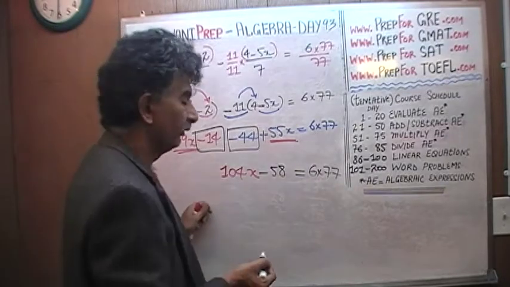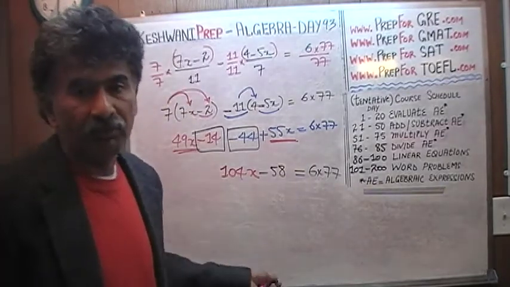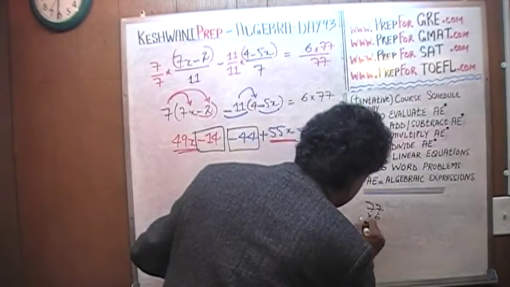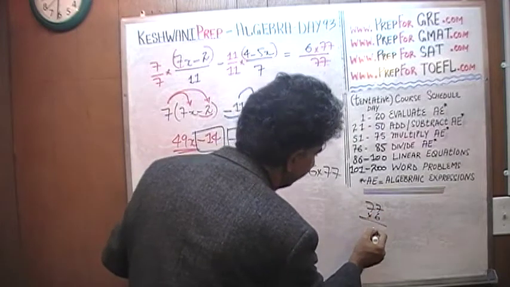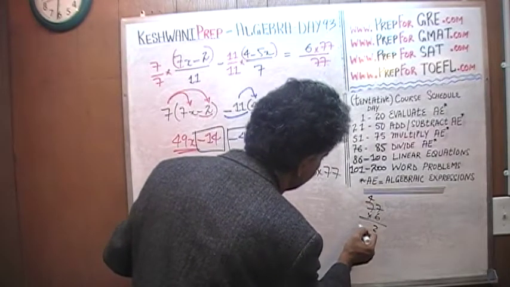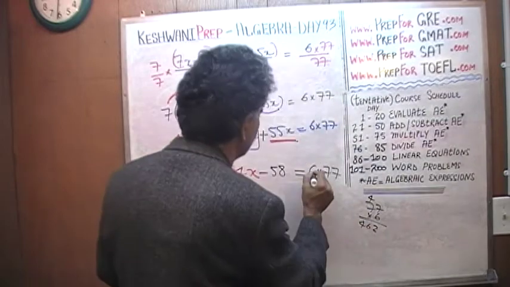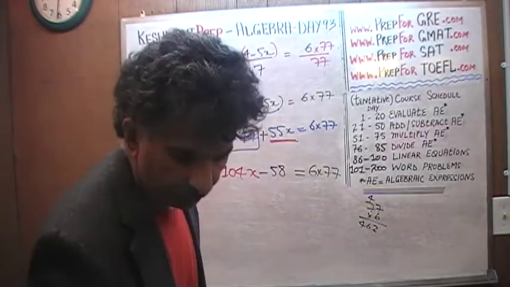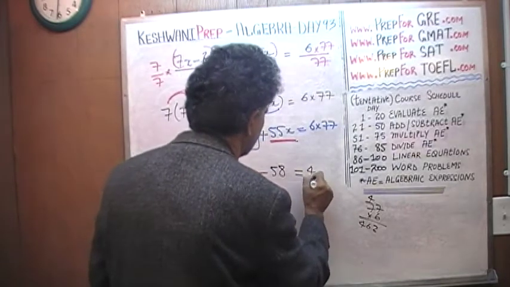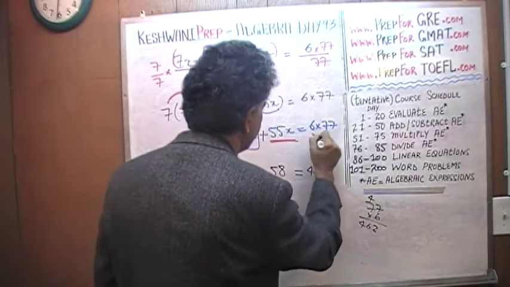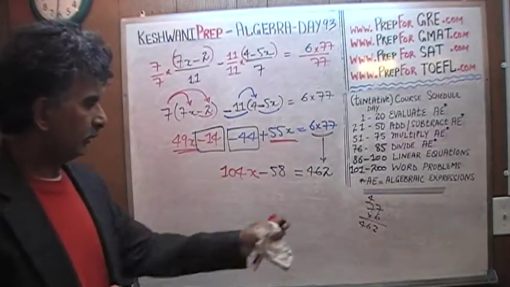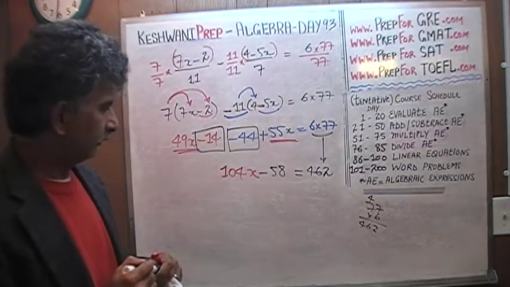So let's do it out. At this point, we have no choice. We have to figure it out. 77 times 6. 7 6s are 42, so that's 2, carry 4. 42 plus 4 is 46. So it is 462. I'm going to put that here. I hope I did my math right. 6 times 77, I come out at 462.